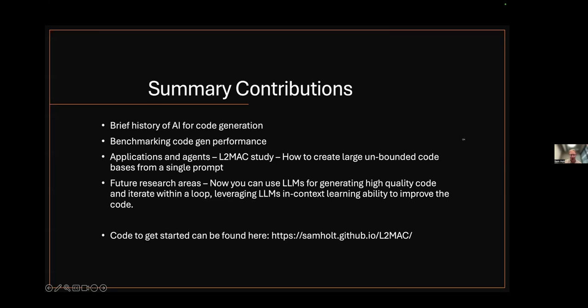But do continue asking questions. I'll just give a quick summary. We looked at this talk, a brief history of AI for code generation, how we can benchmark code generation performance, and we looked at applications and agents, and studied one particular case study of LTMAC, how to create large unbounded code bases from a single prompt. We also looked at future research areas of how you can use LLMs for generating high quality code and iterate this within a loop to leverage LLMs' in-context learning ability to improve the generated code. You can find more on how to get started with such approaches on this website link.